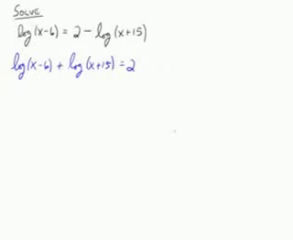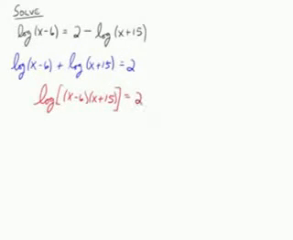Alright, now what do you think we can do with that left-hand side? Alright, we can use a property of logarithms. Since you have the same base and you're adding, we can now write this as one logarithm, and the argument would be x minus 6 times x plus 15 equals 2. And now we've written this as one logarithm. We use those properties of logarithms to take two logarithms and write it as one.